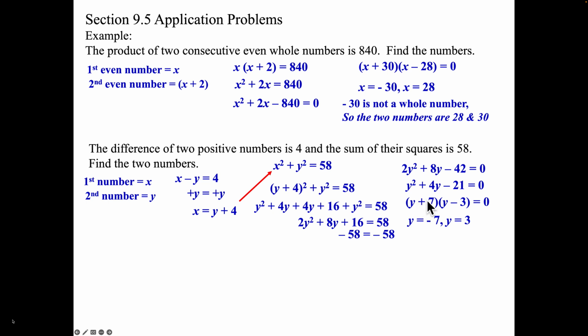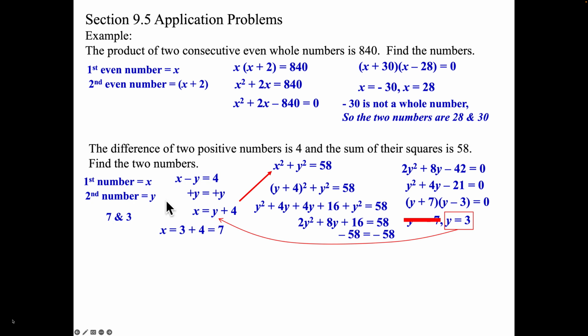Solve for y. Well, that's going to be a minus 7, wait a minute, we had to have positive numbers. So y equals negative 7. We're going to throw that out. So my number for y is 3. Okay. Then I'm going to put 3 in for y here to find my x. So 3 plus 4 is 7. So x is a 7 and the y is a 3. There's my two numbers.